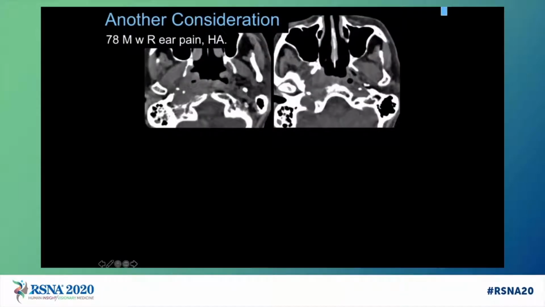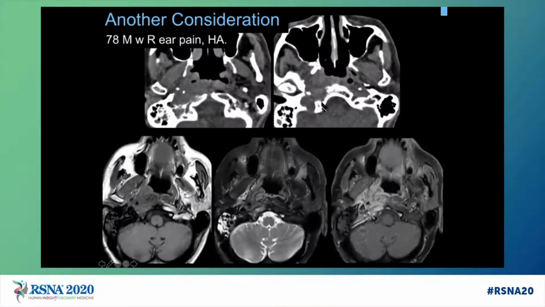Another consideration at the level of the nasopharynx is this patient's diagnosis. This is a 78-year-old man with right ear pain and headache. He has asymmetry of the right nasopharynx as compared to the normal left side. This abnormal soft tissue extends laterally to involve the parapharyngeal fat and also posterolaterally into the carotid space. There's erosion of the right occipital condyle and the clivus.